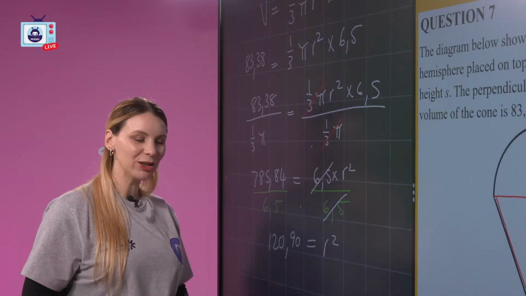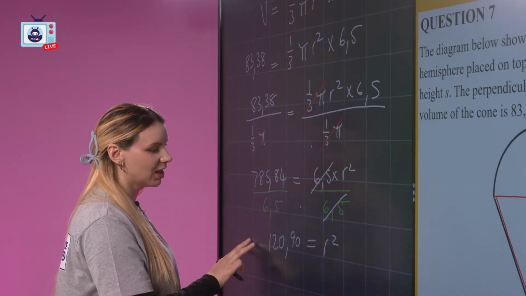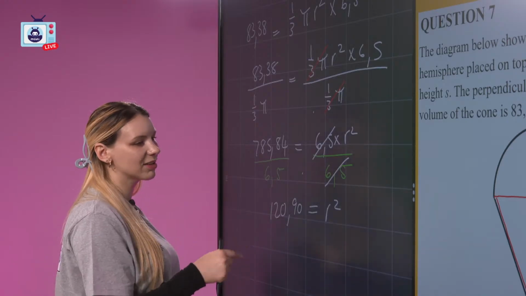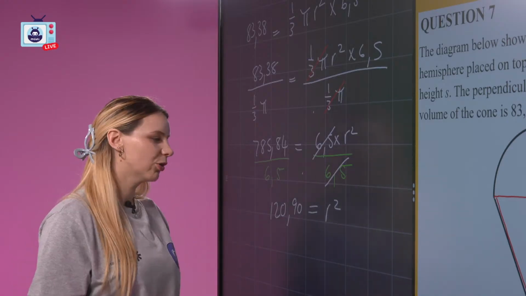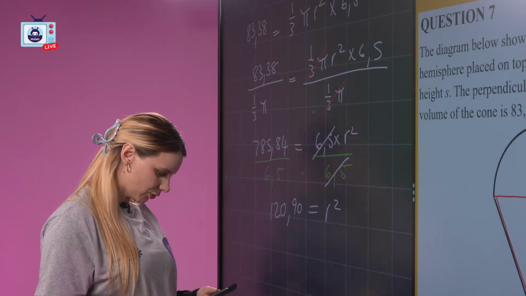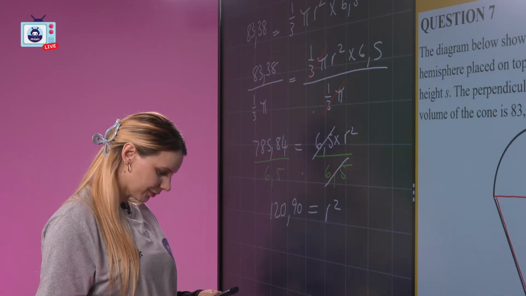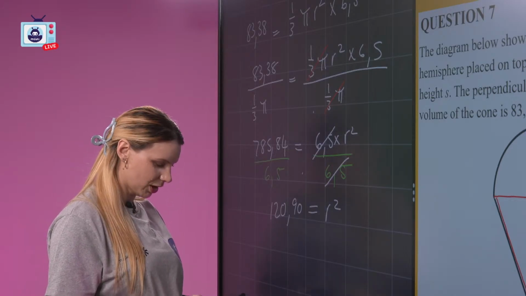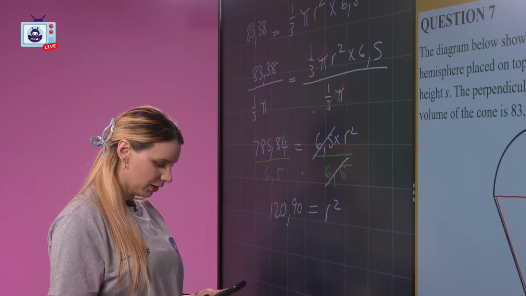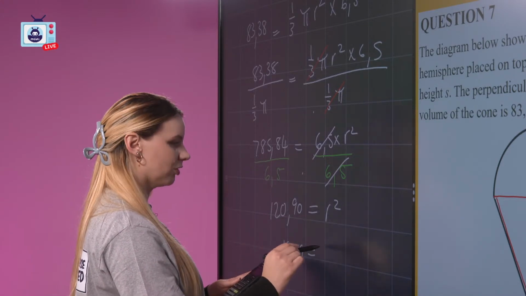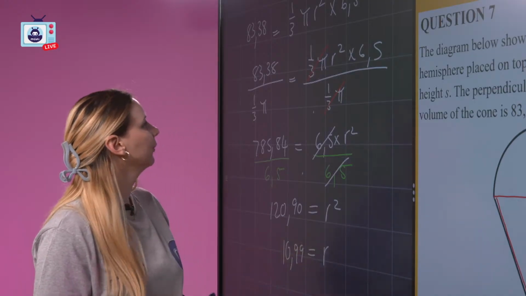So now what do we need to do? We need to square root both sides. Remember, usually when we square root both sides, we say plus or minus, but in this case we're dealing with a dimension, so it has to be positive. So let us square root our answer. The square root of 120,90 gives me 10,99, which equals my value for r.